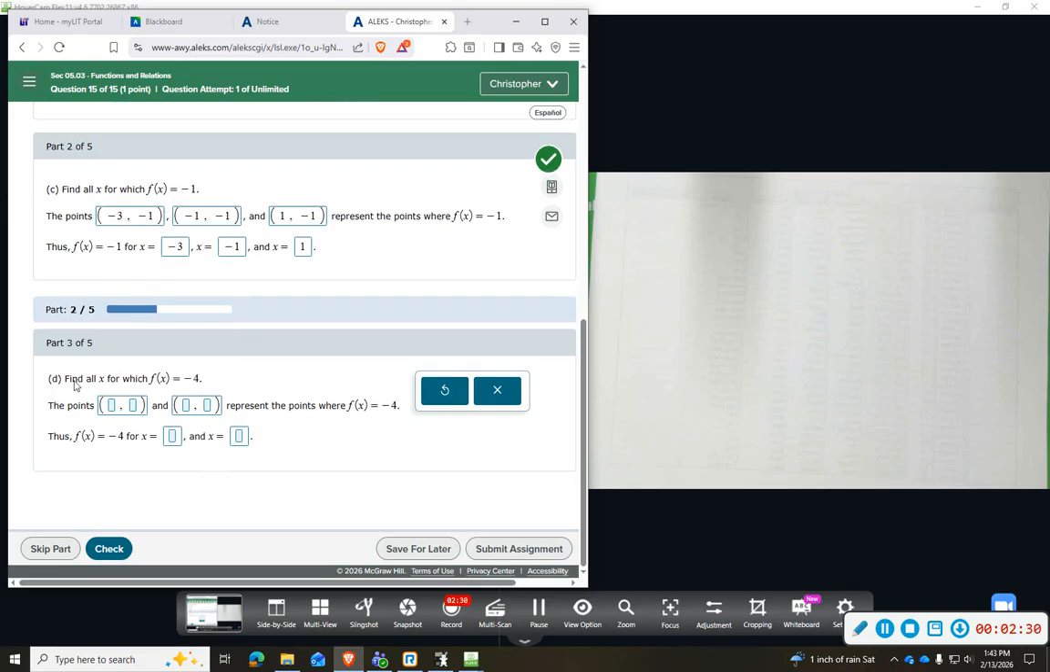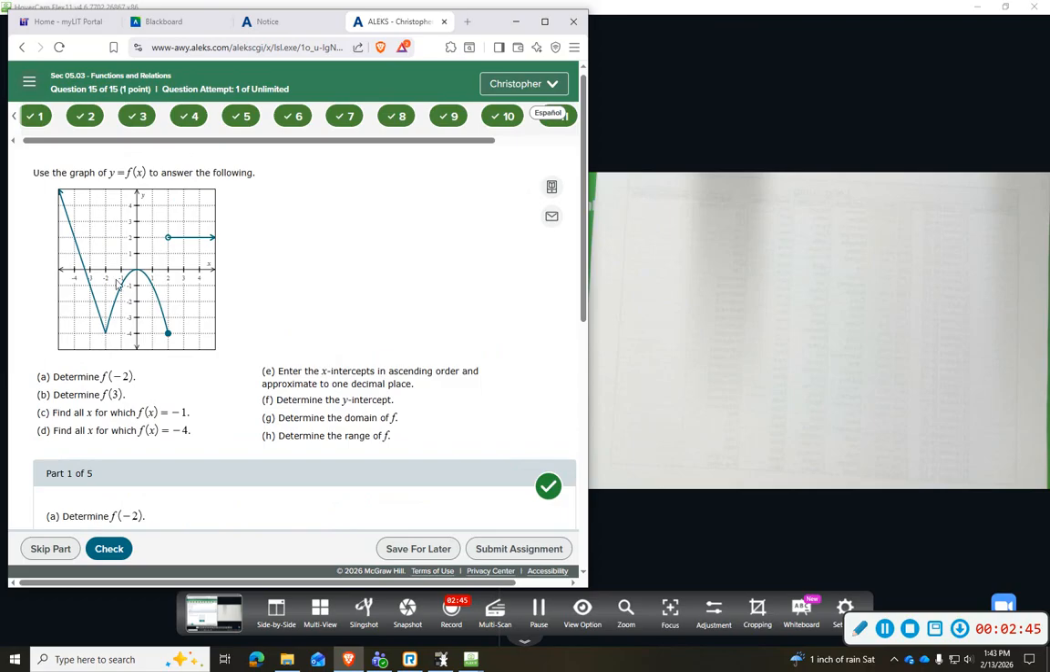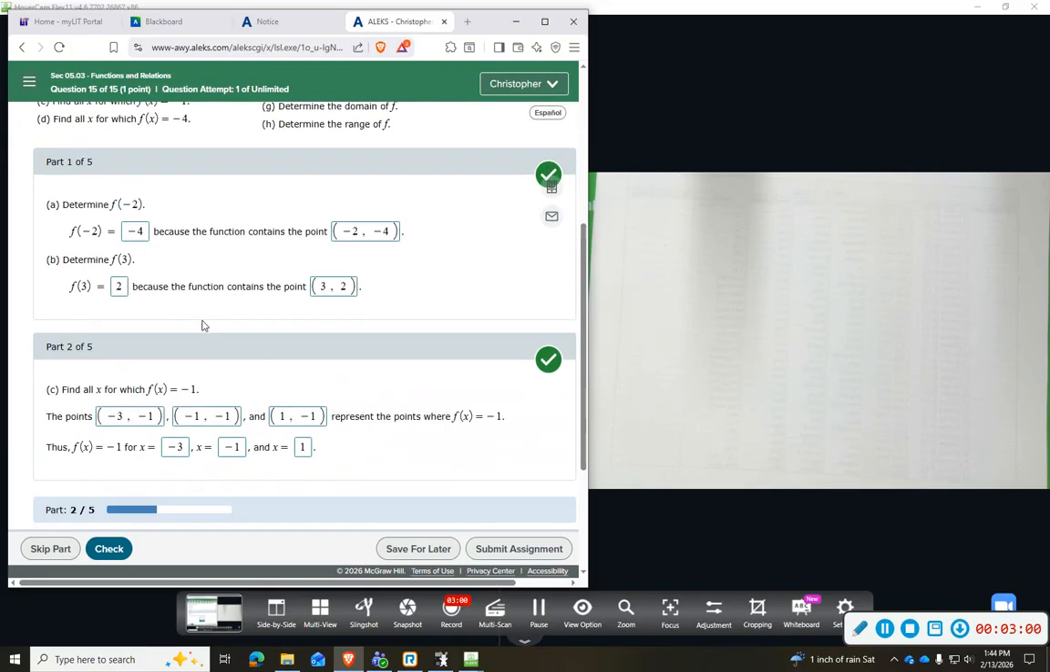Part 3, we want to find all of the x values for which the y value is equal to -4. So again, we're finding x values, but this time y is -4. Okay, so if I go up here, the y value is -4. It hits 2 times, this dot and this point. So this happens at -2 and +2. That's when we get a -4 in the y direction.